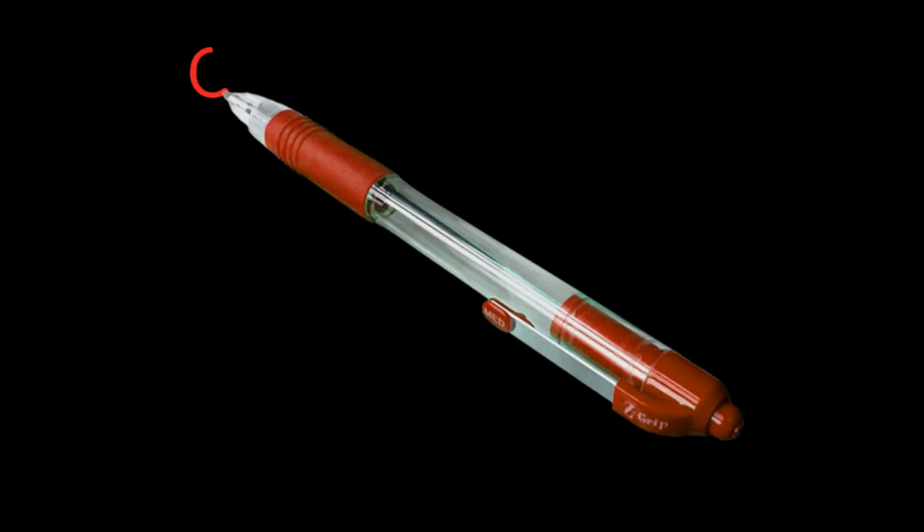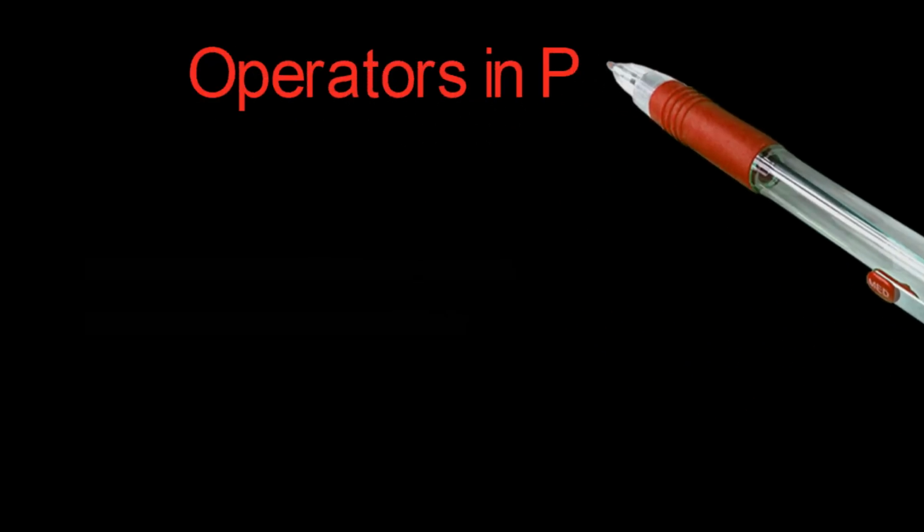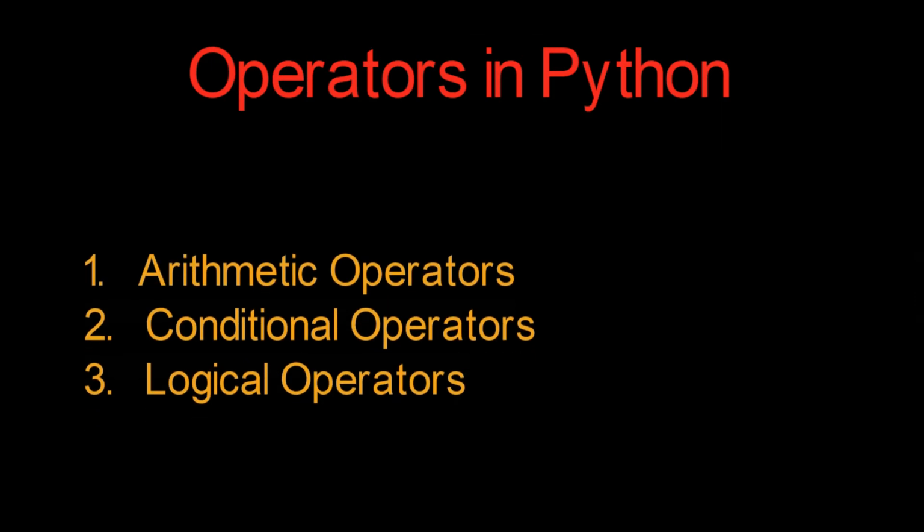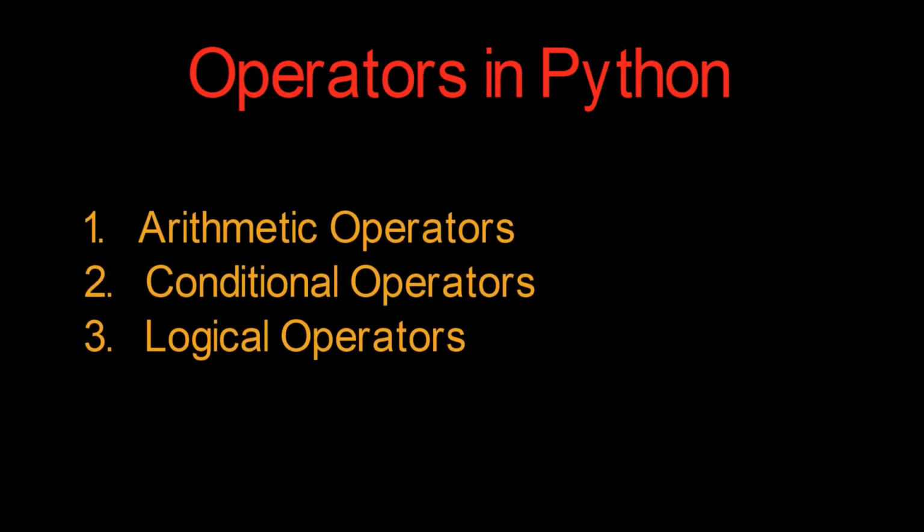Alright, so let's discuss operators in Python. As I've told, there are three types of operators. Firstly, we'll look into all the types of operators and then see their examples in Python.